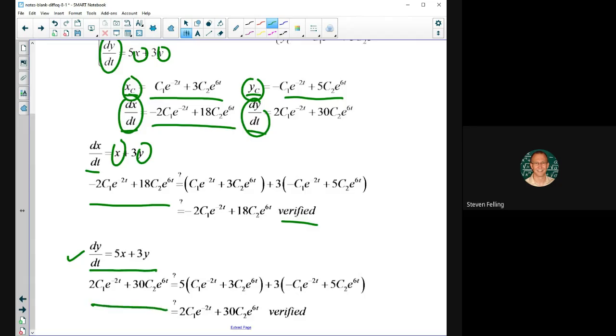So you plug in the dy/dt on the left, and then you plug that same x and y in on the right. Okay, so you could verify a given solution is a solution to the system by taking the appropriate derivatives and plugging them in.